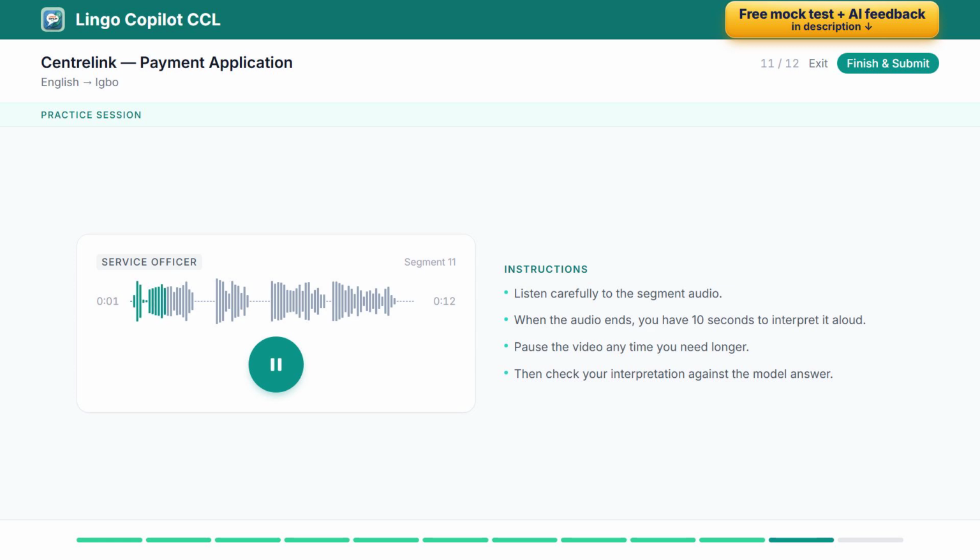Yes, you can complete most of it through MyGov. I'll help you set it up today. I also need to explain the waiting period. There may be a 1-week wait before payments start.